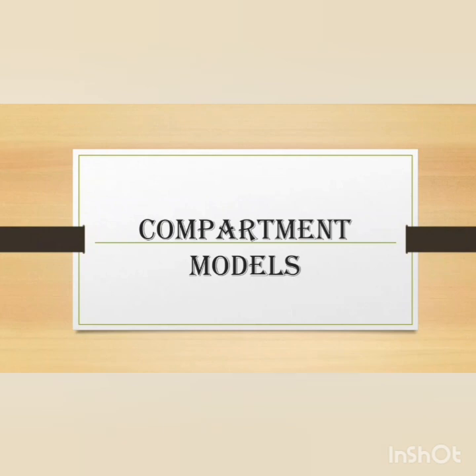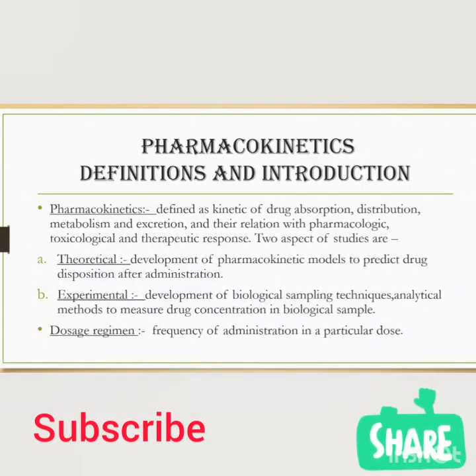Compartment models. Pharmacokinetics. Definitions and introduction. Pharmacokinetics is defined as the kinetics of drug absorption, distribution, metabolism and excretion, and their relation with pharmacologic, toxicological and therapeutic response. Two aspects of study are theoretical, the development of pharmacokinetic models to predict drug disposition after administration, and experimental, the development of biological sampling techniques and analytical methods to measure drug concentration in biological samples. Dosage regimen is the frequency of administration of a particular dose.